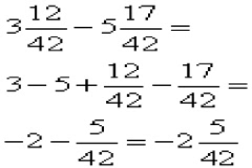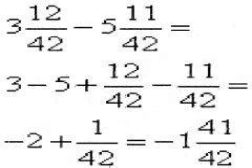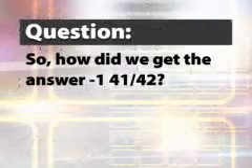Now let me show you why I do not like that way. What if that 17 was an 11? Look at the big difference it makes solving the problem. Notice we have -2, but we have positive 1/42. So we have to take some from the 2 in order to add them together. So how did we get -1 and 41/42?